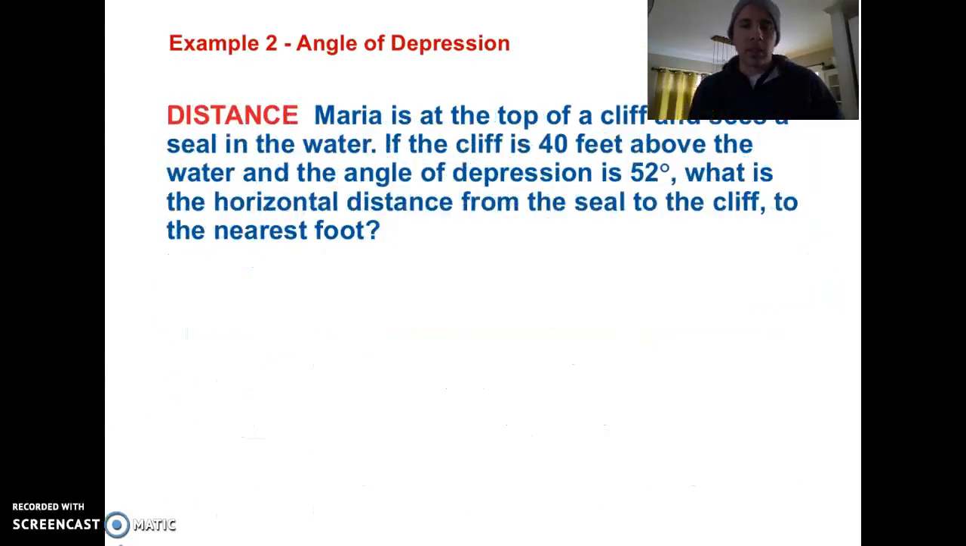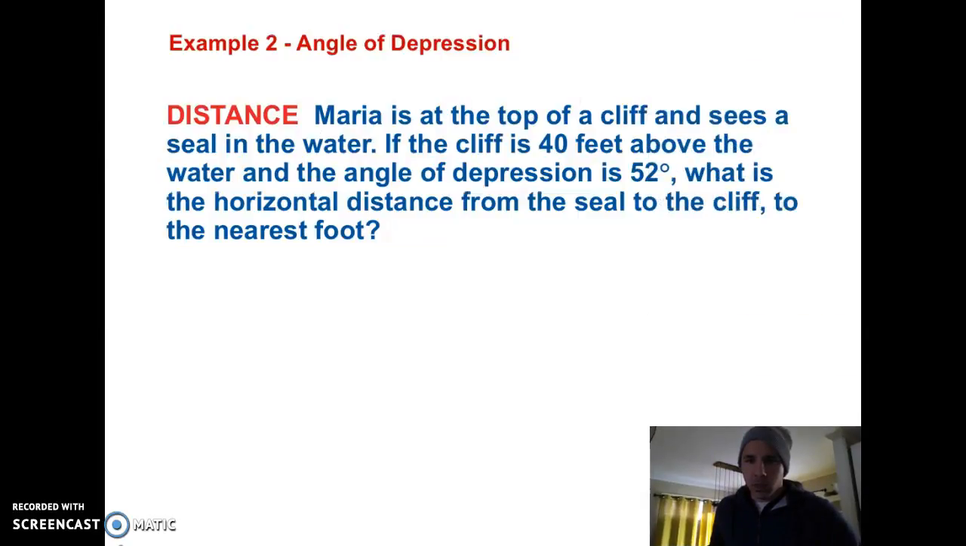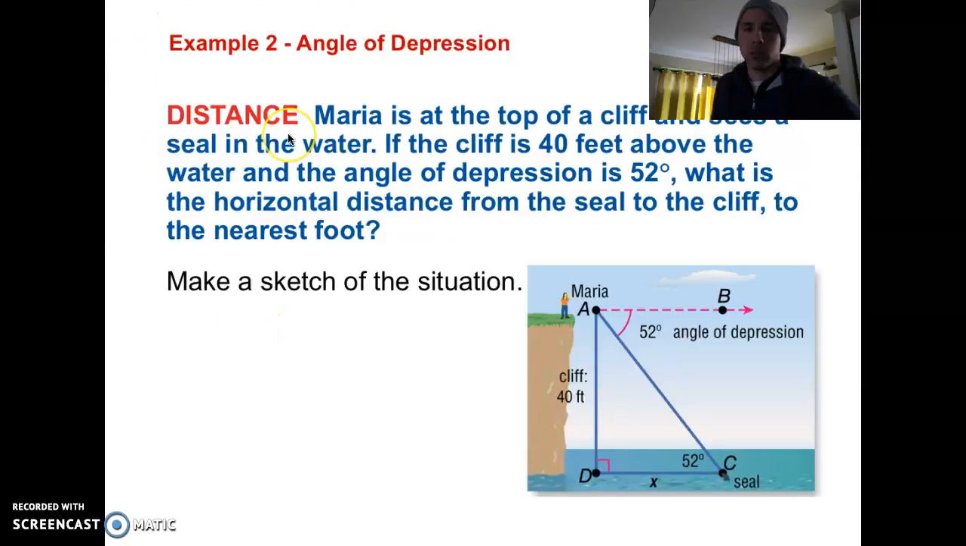Okay, welcome back. This is example 2, benchmark 24, angle of depression now. And you guys could take a little bit of time. Just go ahead and read that. Maria's at the top of a cliff and sees a seal in the water. If the cliff is 40 feet above the water and the angle of depression is 52, what is the horizontal distance from the seal to the cliff, to the nearest foot? I'll give you a second to at least draw a diagram, see what it looks like, and I'll get back to you.